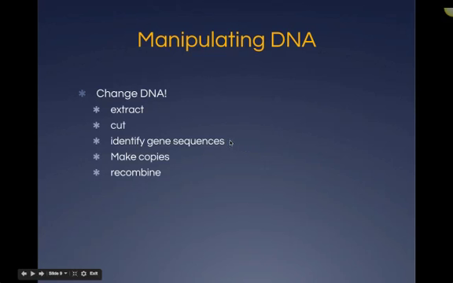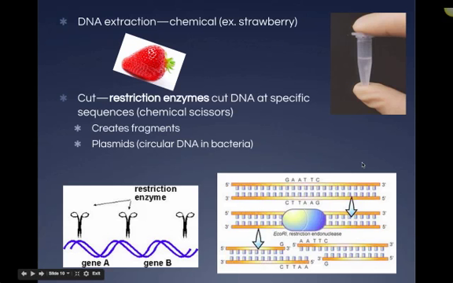We can actually manipulate DNA also by identifying gene sequences. So we can look through an entire strand of DNA and try to locate a specific region on that DNA. Another way we can manipulate DNA is by making copies of it, and the last way is by recombining it. So taking a strand of DNA and splicing it with another strand so that we get a brand new strand of DNA. Okay? So let's start with what we know, and that is DNA extraction.